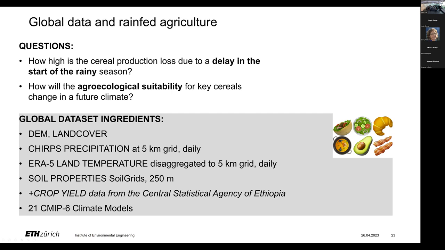Again, ingredients of global data. We are not using ground stations here much, some a bit for bias control. We'll have land cover like before, CHIRPS precipitation, very widely used in Africa, ERA5-Land temperature. Remember, this is one of those reanalysis climate data sets. Soil properties from SoilGrids. We have crop yield from ground observations of crop yield in Ethiopia, and we have 21 climate models giving us projections for a future climate in Ethiopia.